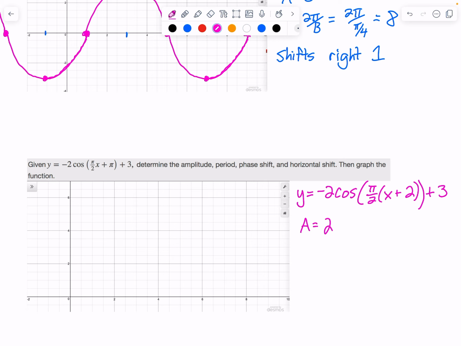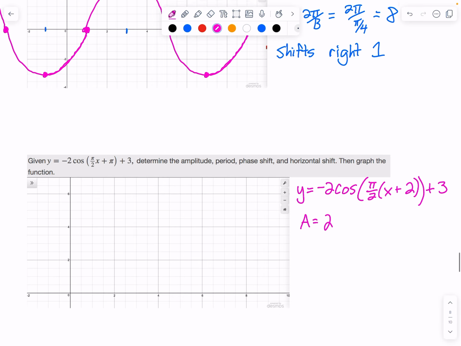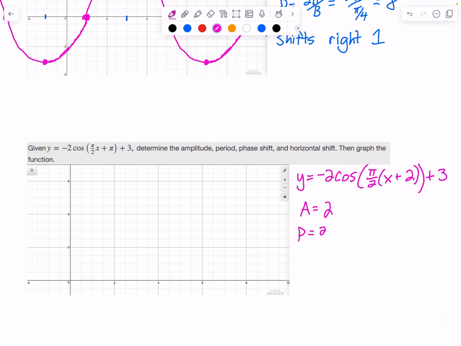A is 2. The next thing we need is the period. So that's 2 pi over b. In this case, b would be pi over 2. Pi's are going to cancel, and then the 2's will multiply to get the 4 if I flip them. So the period's 4. This shifts left 2, and then up 3.